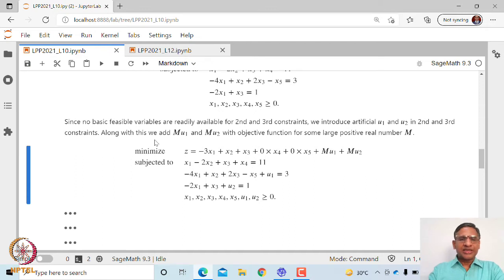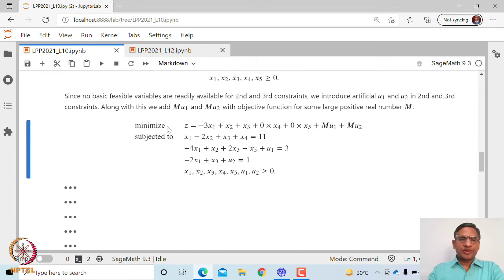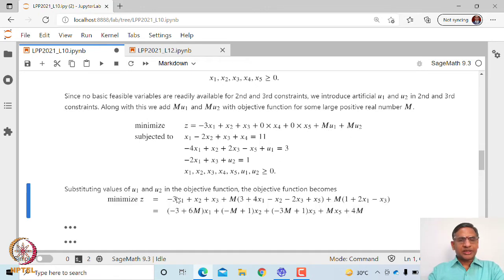Notice that in case your original problem is of maximization type, then you may have to introduce negative M times u1 and negative M times u2. However, we will look at a problem which is of minimization type, and we know that any problem can be converted into this form. So we will always consider the problem in minimization form, and we will introduce this M times u1 plus M times u2.